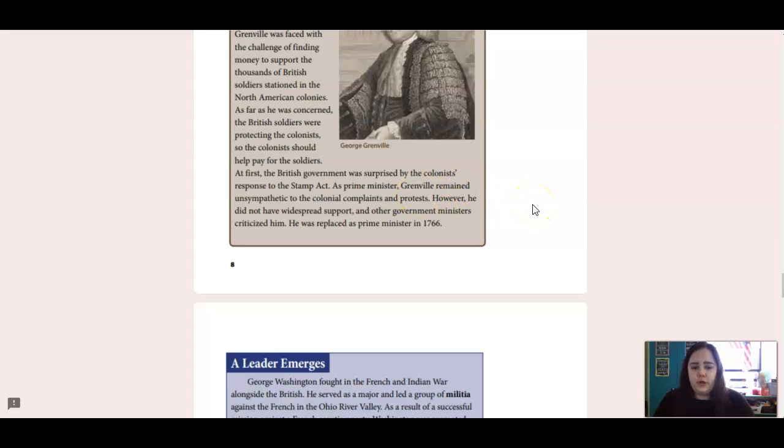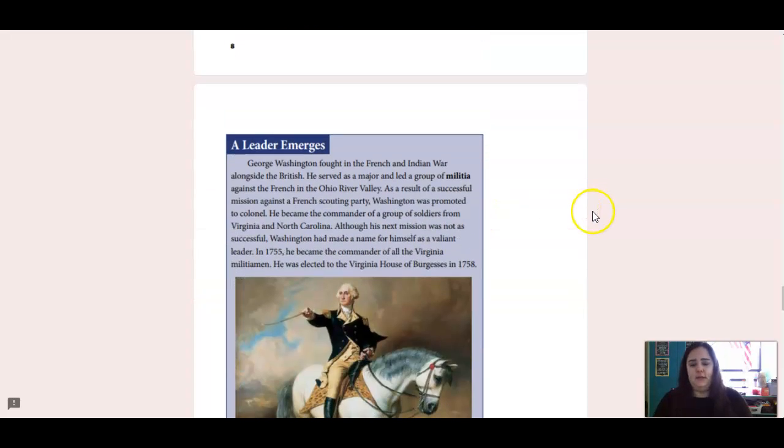As Prime Minister, Grenville remained unsympathetic to the colonial complaints and protests. However, he did not have widespread support, and other government ministers criticized him. He was replaced as Prime Minister in 1766.